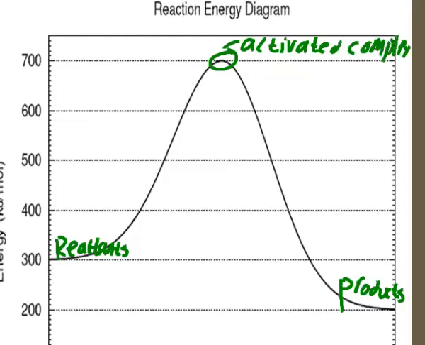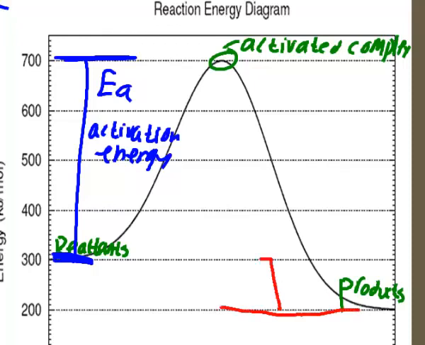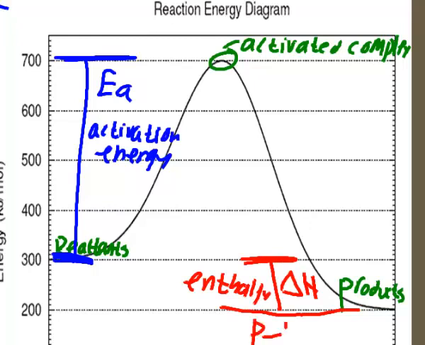So those are the easy ones. Then you have, from where the reactants start to the very top of the activated complex, that's going to be your EA, or your activation energy. Then one of the more important ones is from your products to your reactants. That's going to be your delta H, or your enthalpy. When you're doing this one, remember it's always products minus reactants, not the other way around.